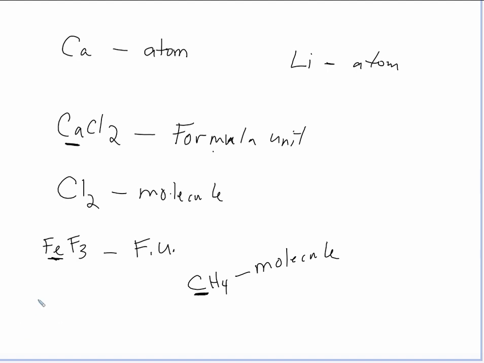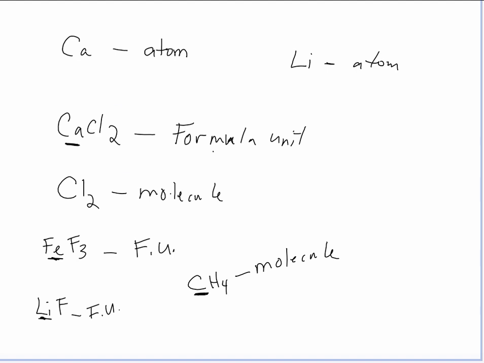So you can have something like LiF. Is that an atom? Is there one of these on the periodic table, or is it a collection of things in the periodic table? You can see it's a collection. The first thing is a metal, so you're going to call it a formula unit.